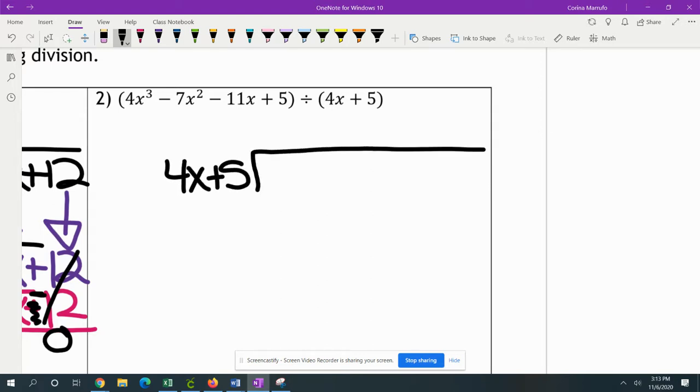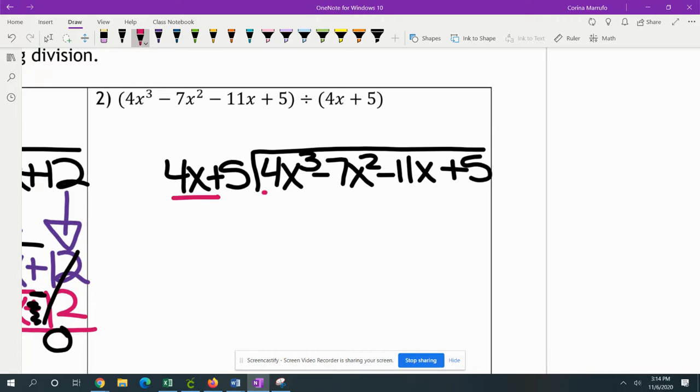Divided by, and then we're going to put what's on the inside. So we have 4x to the third power minus 7x squared minus 11x plus 5, and then we start dividing. So we have a 4x, and we need to get 4x to the third power. So 4 times 1 is going to give you 4, and then we do x to the third power divided by x, okay? That gives you x squared.